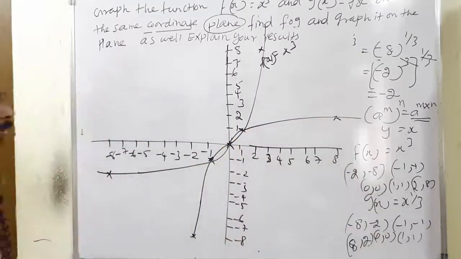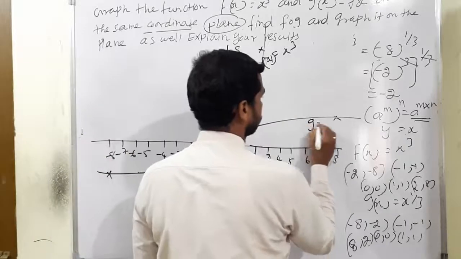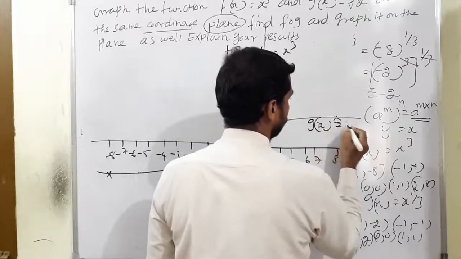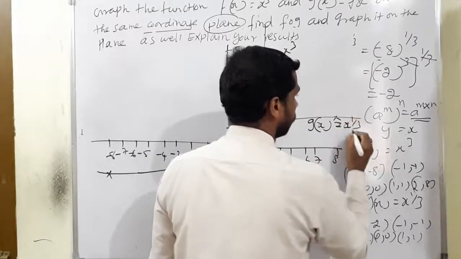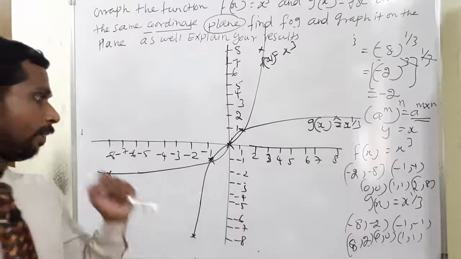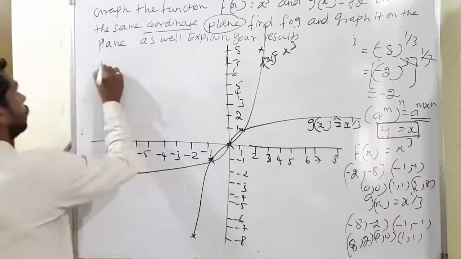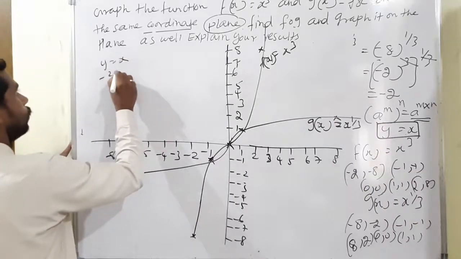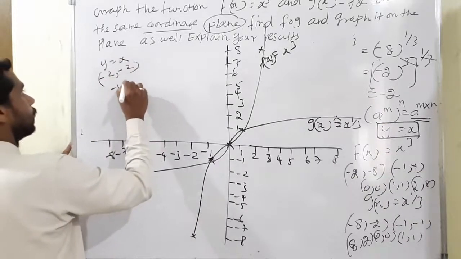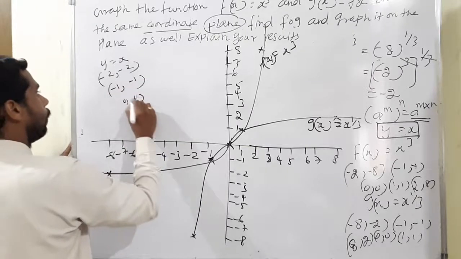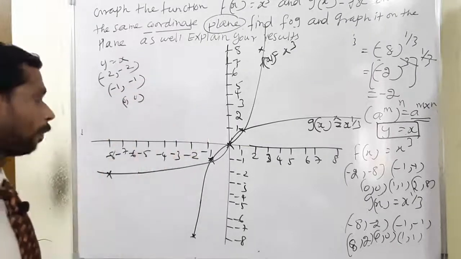This is the way. This is what is the meaning? G of x. G of x is equal to x to the power 1 by 3 or cube root of x. Final case symmetrical line y is equal to x. So, what is the meaning? So, y is equal to x means minus 2 comma minus 2 or minus 1 comma minus 1 or 0 comma 0, 1 comma 1, 2 comma 2.